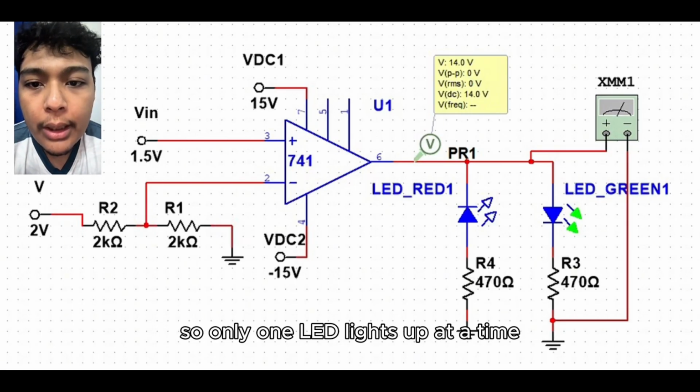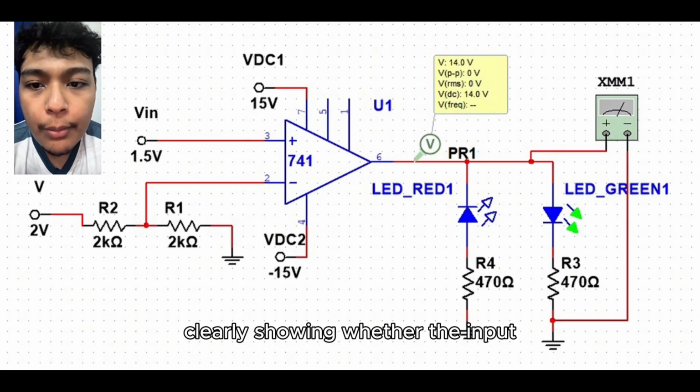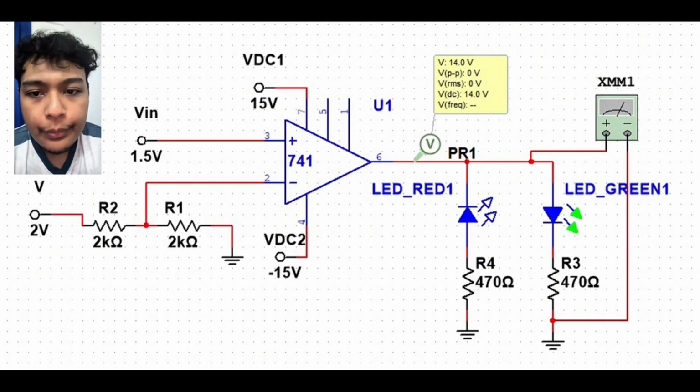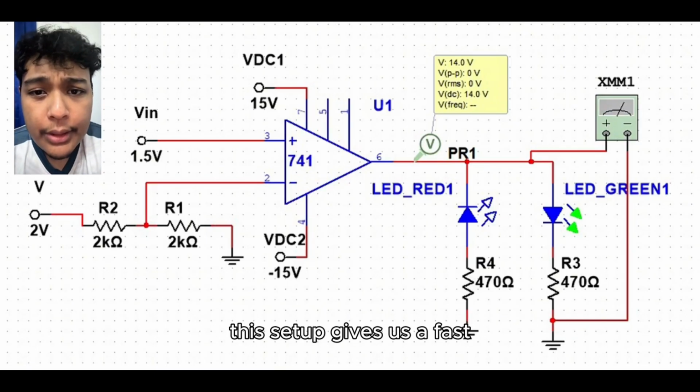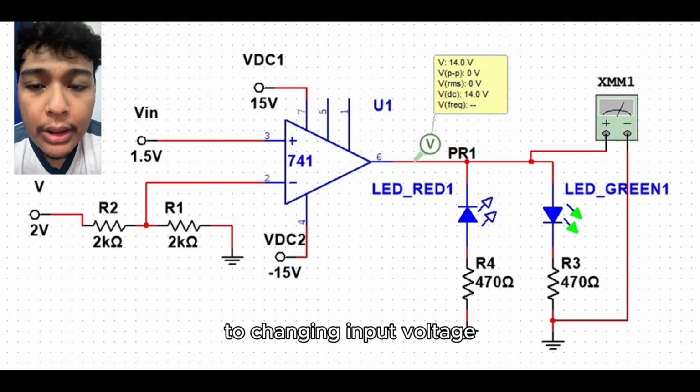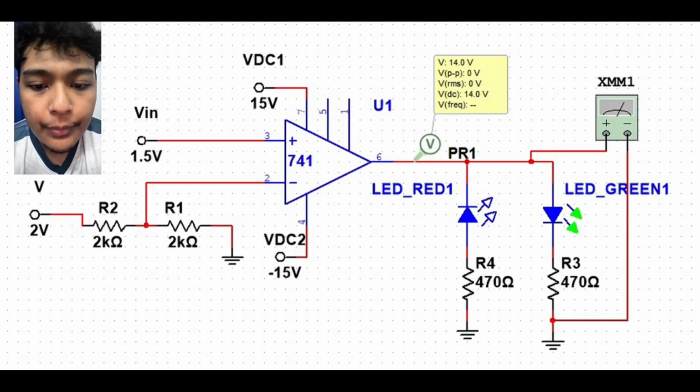So only one LED lights up at a time, clearly showing whether the input voltage is above or below the 2 volt reference. This setup gives us a fast visual way to see how a comparator responds to changing input voltage.